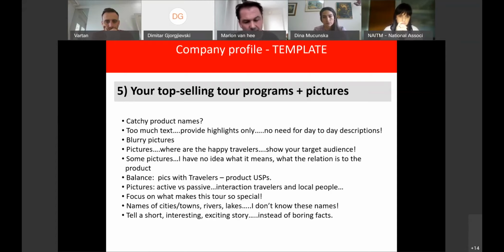Sometimes I miss a little bit of nice, catchy product names or program names. So try to look into that. For example, if you're into adventure travel or spotting animals, a nice title for a tour program could be something like Wild North Macedonia. Or if you're having a culinary program, Local Tastes of North Macedonia, something like that.